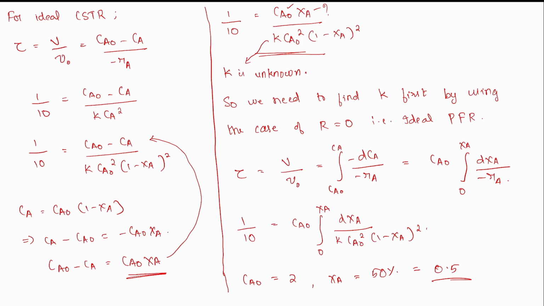And this K, once we find it from this PFR case, we substitute in the ideal CSTR case and find the conversion for the ideal CSTR case. So that is the plan here.